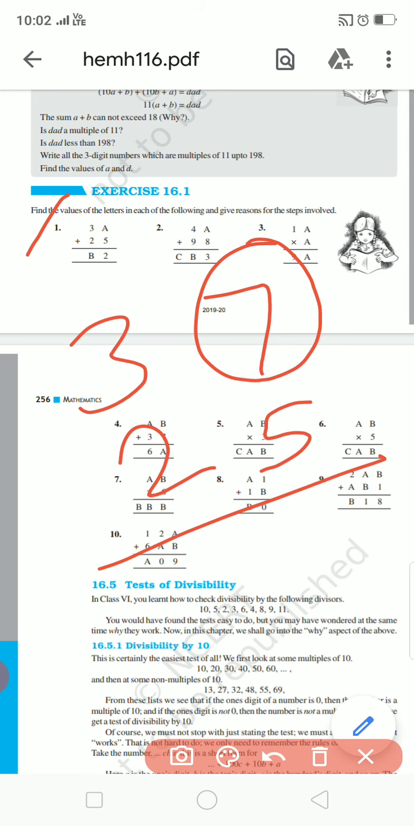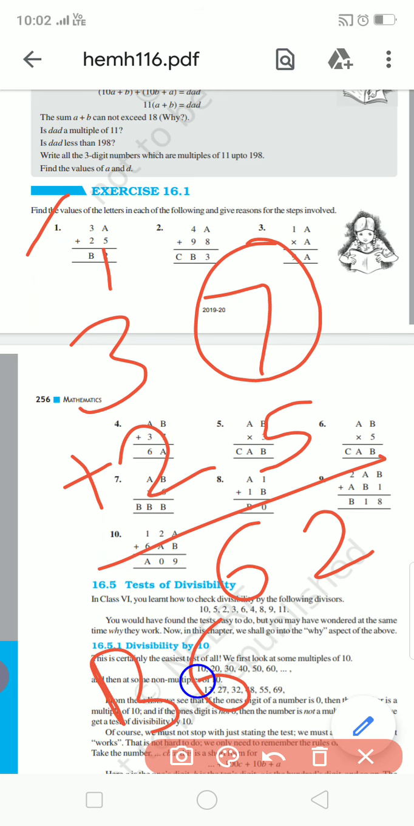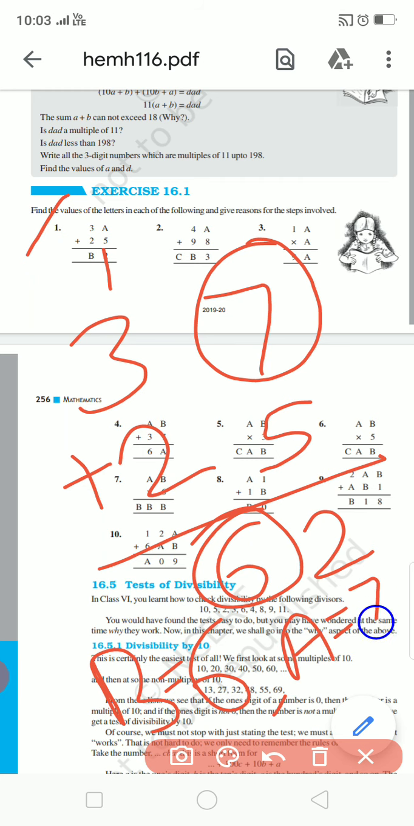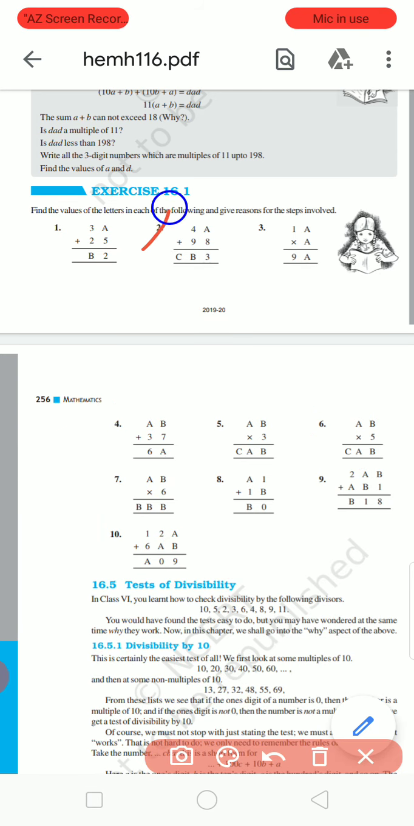And if you add these two we will get B and 2. 7 plus 5 is 12, carrying 1. 3 plus 2 is 5, and 6. So B will be 6 because this is our answer also. B equals 6 and A is 7. So this is the solution. Come to the next question.